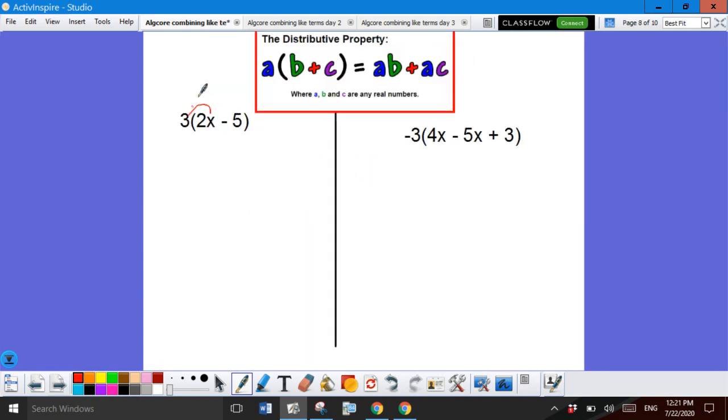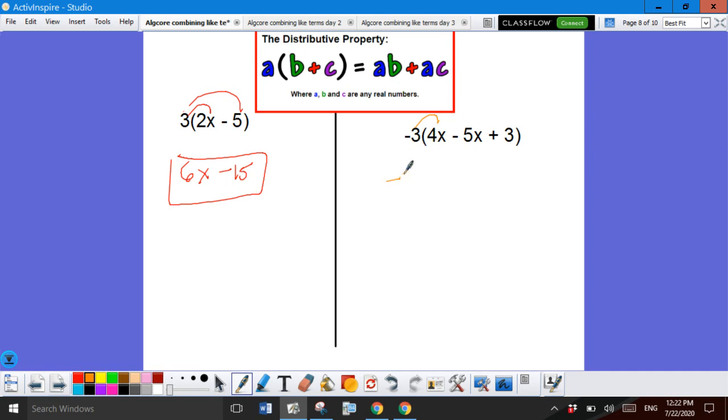So let's go ahead and distribute. So 3 times 2, that's 6x. 3 times negative 5, that's a negative 15. Is this one finished? Is it in standard form? And does it have any other simplification that needs to be done? There's no more x's, and the x's come first, so this one is done. All right, let's do the next one.